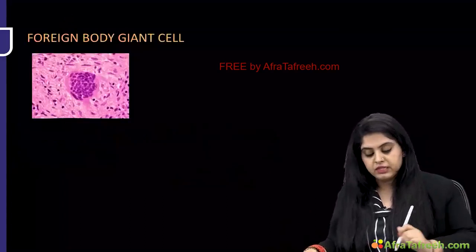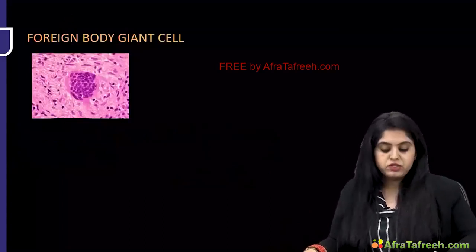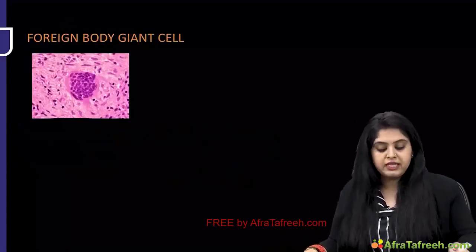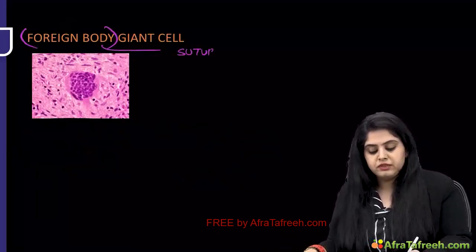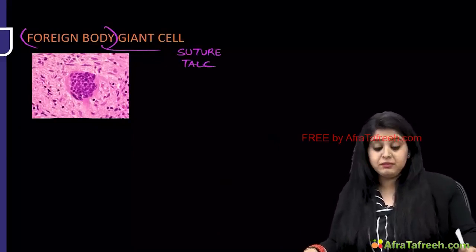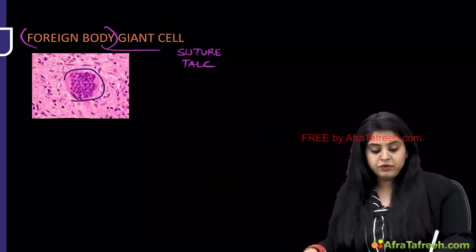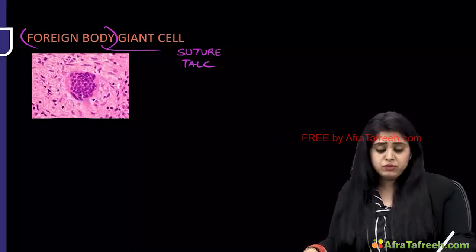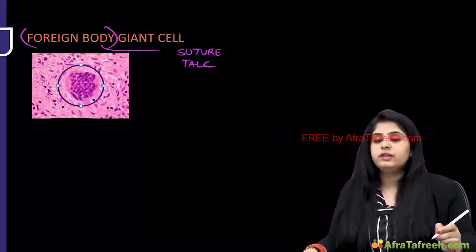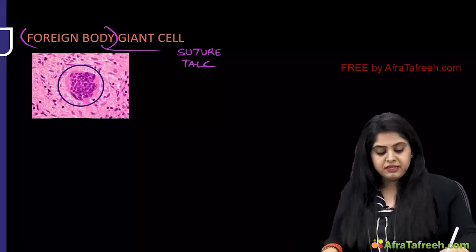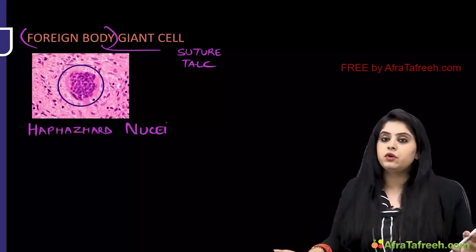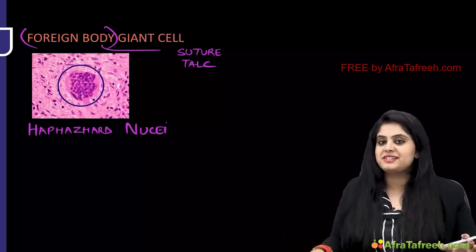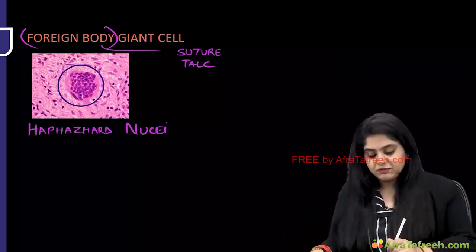Let's go to the third one. The third one is the foreign body giant cell. Firstly, it could be any foreign body on this planet. It could be some kind of suture material. It could be talcum powder, any foreign body on this planet. But how do I know that this is a foreign body giant cell? Do you see any arrangement? No, it is looking all haphazard. When I see haphazard nuclei spread all here and there, that's a foreign body giant cell. Easiest to identify.